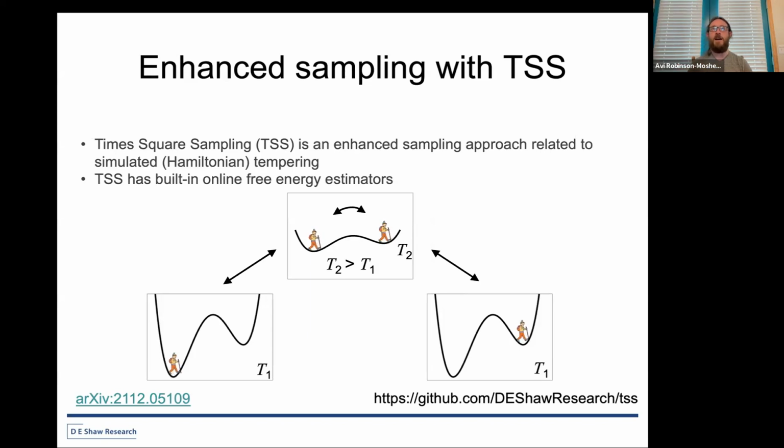The motivation behind developing something like time-square sampling, which is in the simulated tempering mold, such that it runs a single simulation, was initially that Anton is really good at running single long simulations, but not so good at running a whole bunch of short simulations and communicating between them. So that's what motivated the algorithm, but it ended up having a lot of beneficial features even on top of that.